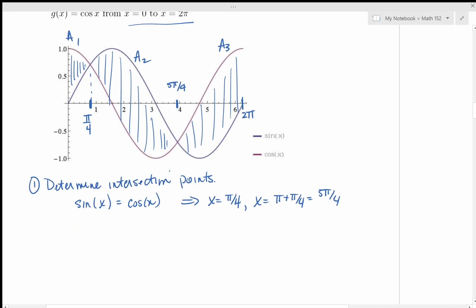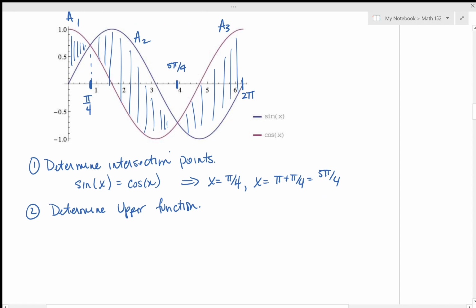Okay, so we determine the intersection points, then we figure out which function is bigger, and then we set up the integral. So now we determine the upper function, which changes. So we're going to write it out as 3 integrals as a result. We can see what the upper function is from our graph. You could also do that algebraically if you wanted to. Step 3, set up the integral. And we will do that right now.